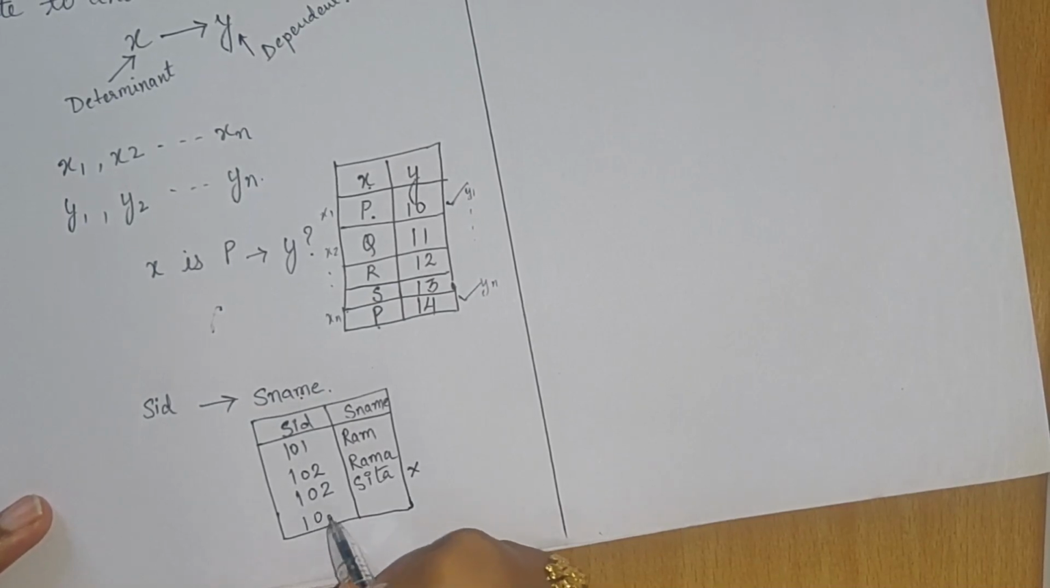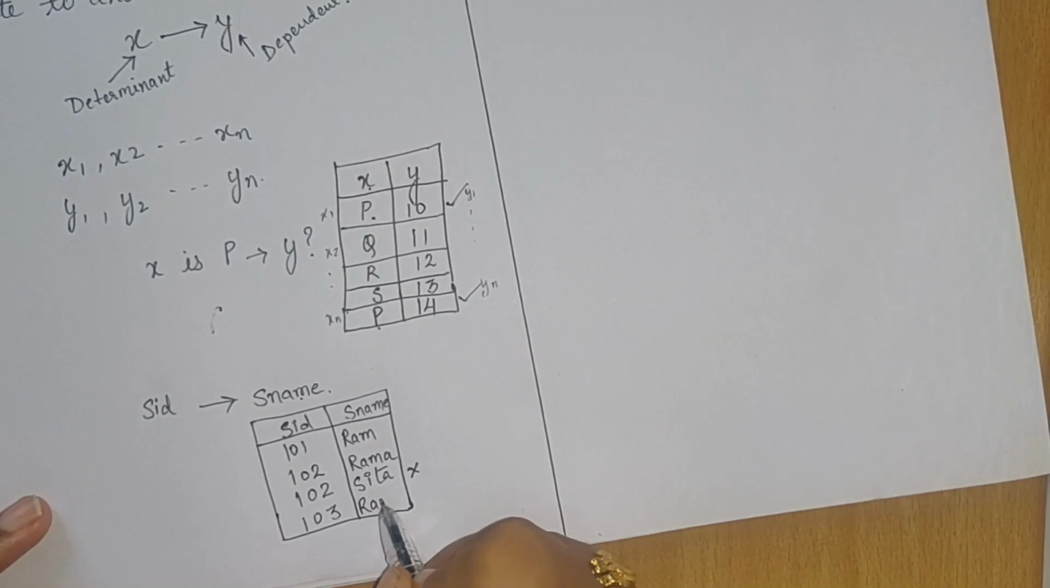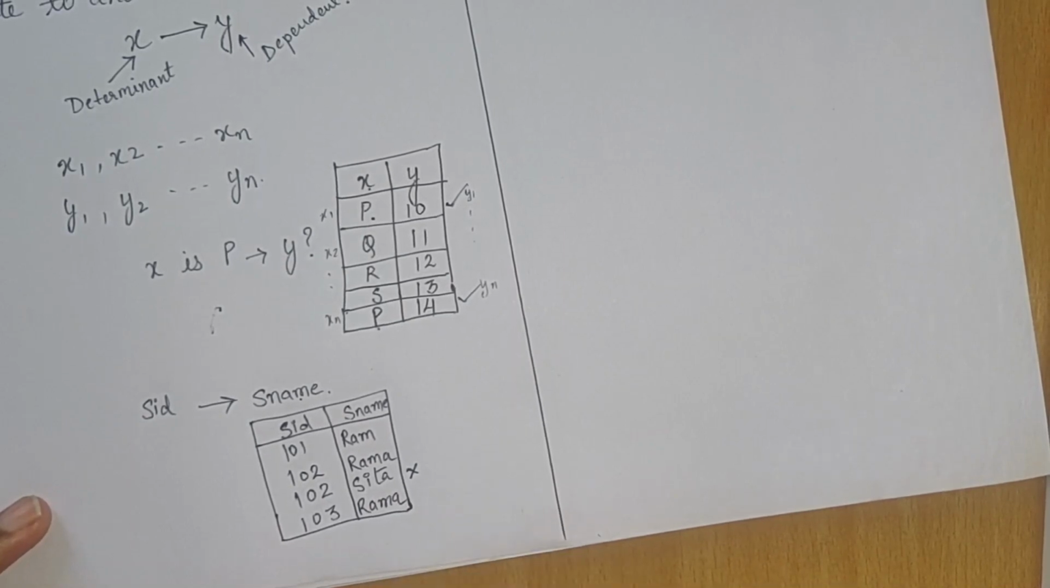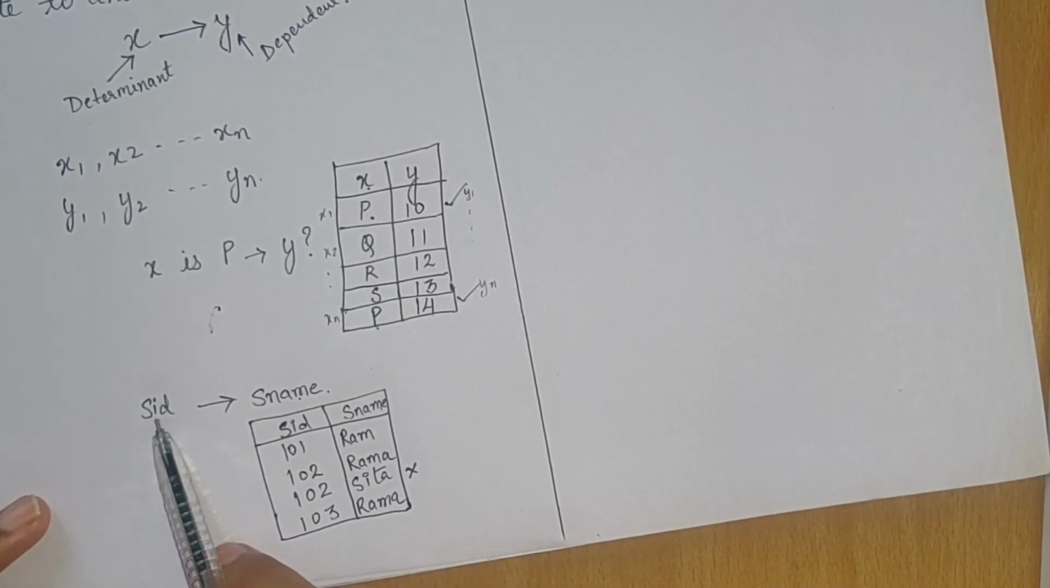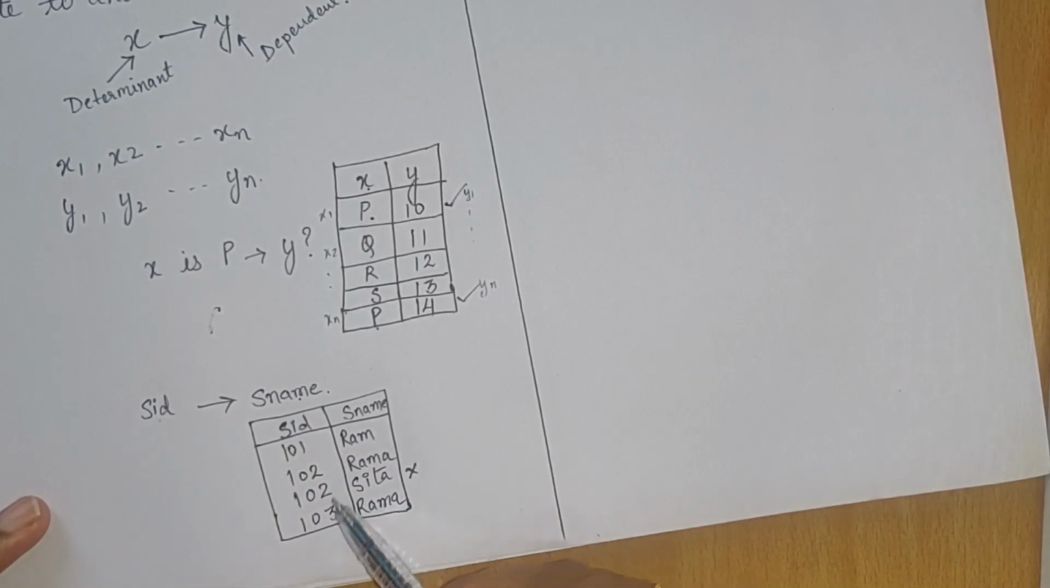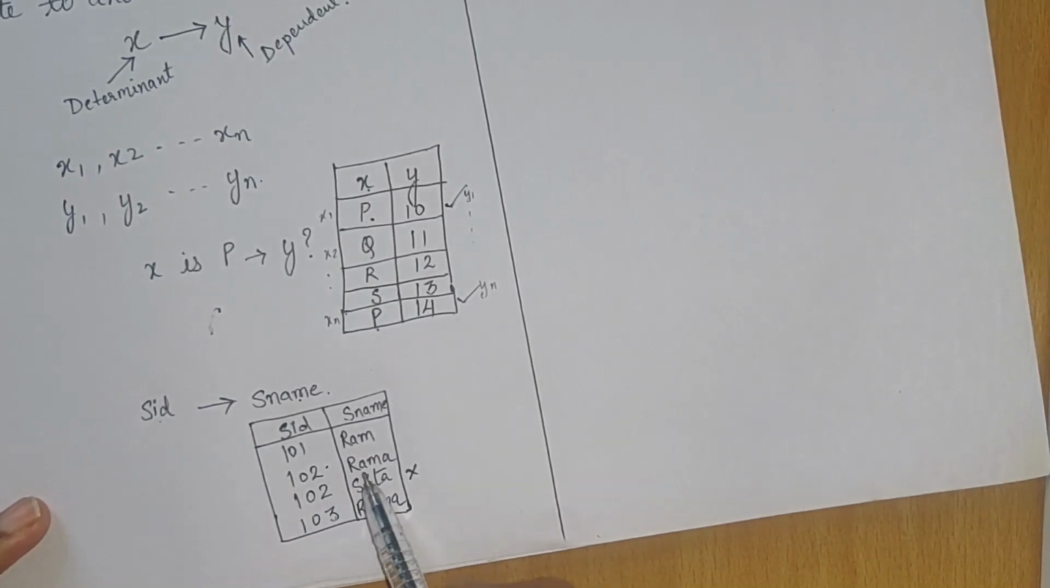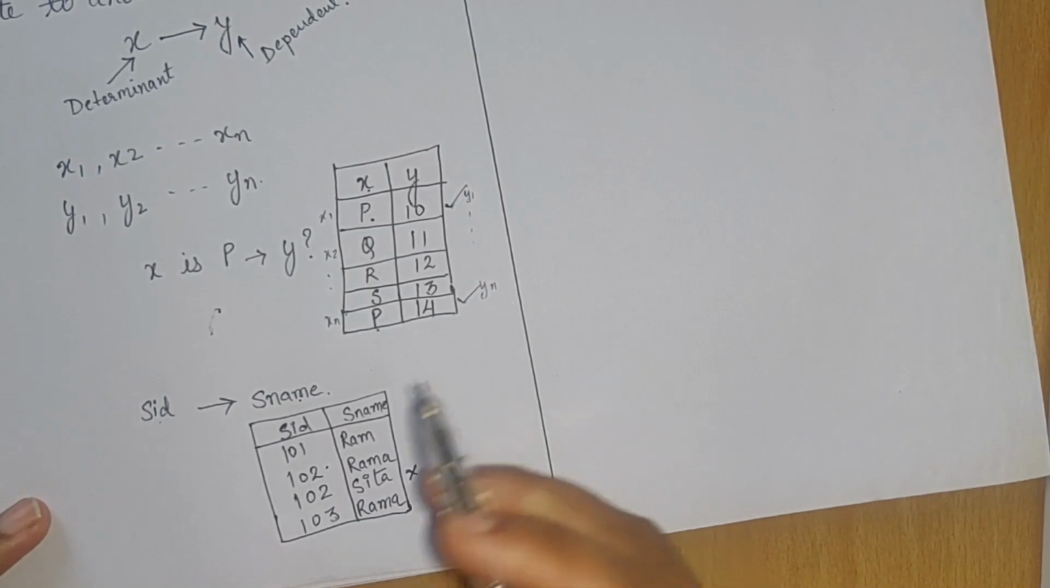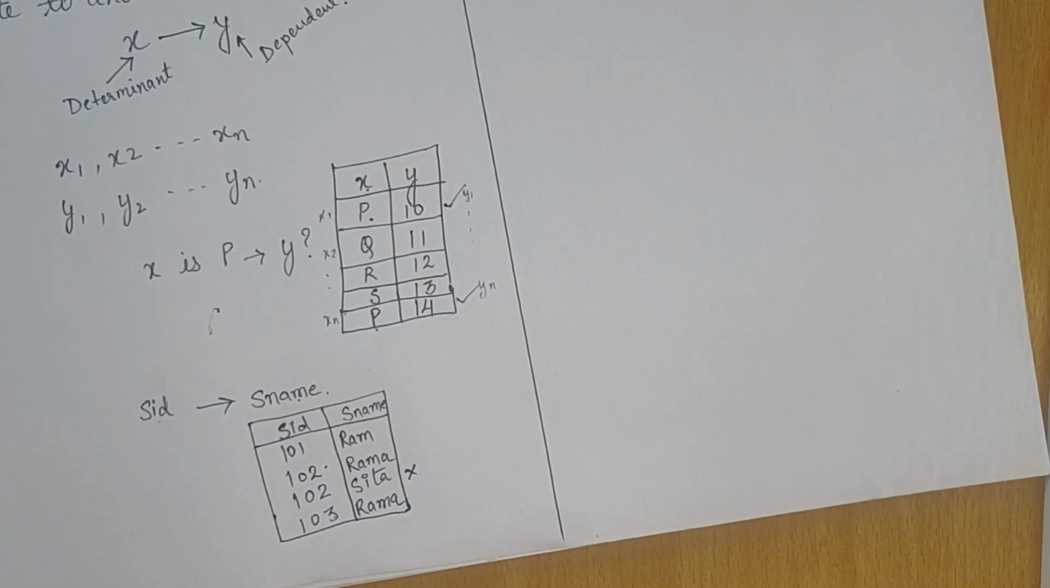Whereas if I have 103 and this person's name is also Rama, is it allowed? Yes, this is allowed because the functional dependency is from SID to S name. From S name to SID there is no functional dependency. So for different SID the same name is possible, but for the same name a different SID is not possible. Fine. So 102 Rama is allowed, 103 Rama is allowed, but 102 Rama and 102 Sita is not allowed. I hope this concept of functional dependency is clear.